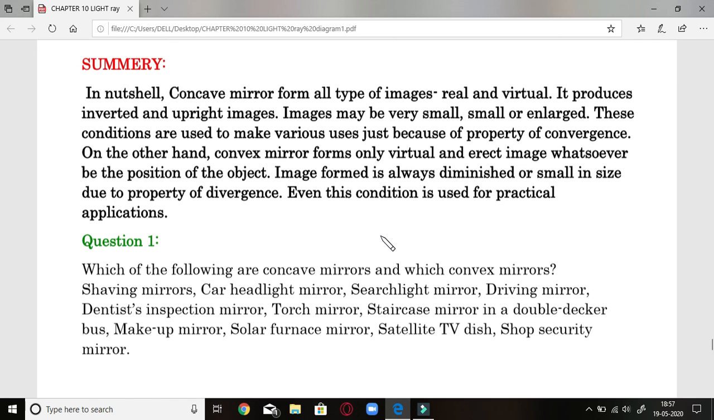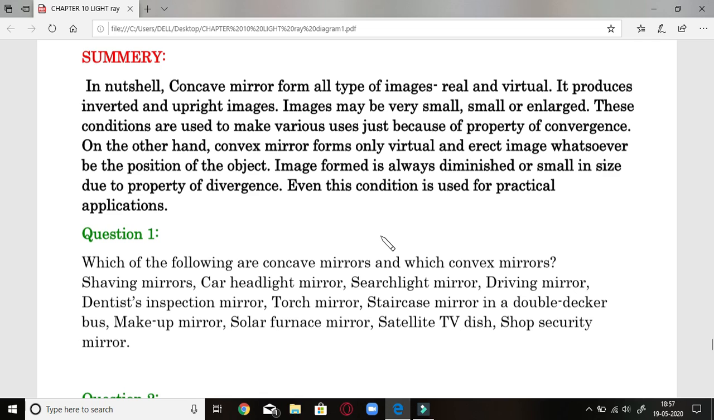Okay, so finally what I would like to say is that we get a virtual and erect image in all the cases: plane mirror, concave mirror and convex mirror, the differences being in their characteristics.